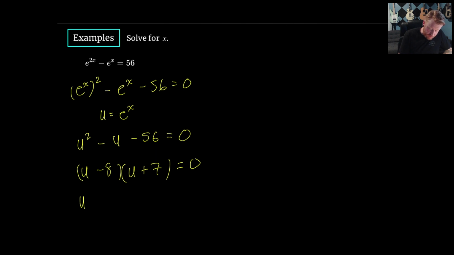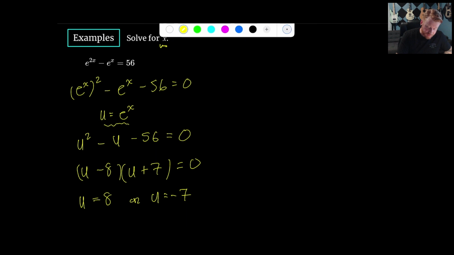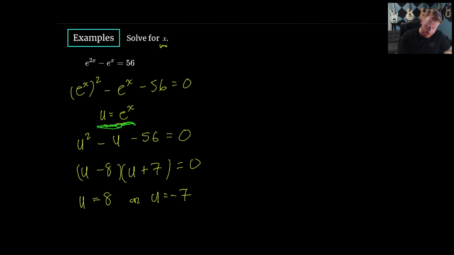So then solving for 0, we'll get u equals 8, or u equals -7. So we've solved for u, but that's not what we were asked. We were asked to solve for x. We made this substitution of u equals e to the x, and now we should substitute back. So using this substitution that we originally made, u equals 8 or u equals -7 becomes e to the x equals 8, or e to the x equals -7. And now we have two solutions to solve.